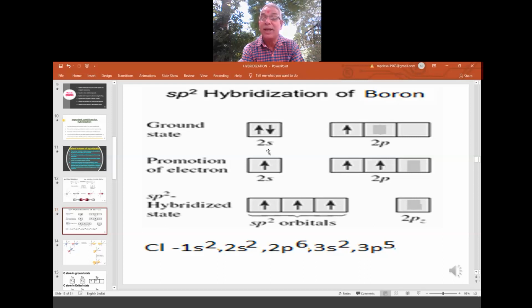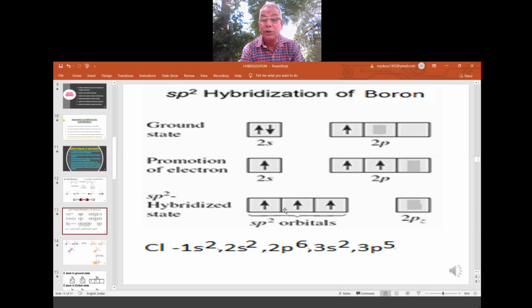So sp2. See, this 2 indicates what? 2 p orbitals are ready for the hybridization, and nothing means one only. So one s orbital. The number of s orbitals is one, and the number of p orbitals is 2. So it is sp2. In this way, sp2 hybrid orbitals mix. So 3 unpaired are ready.